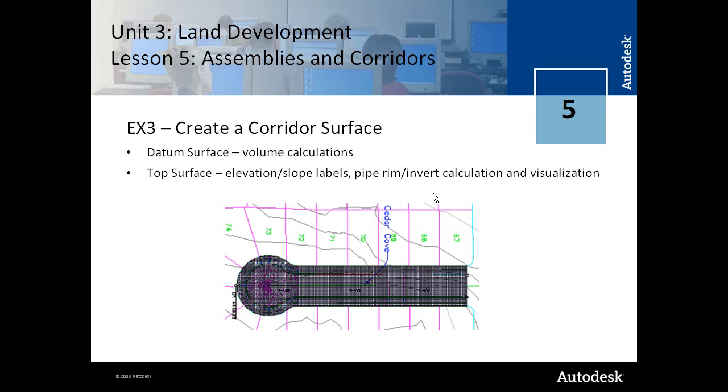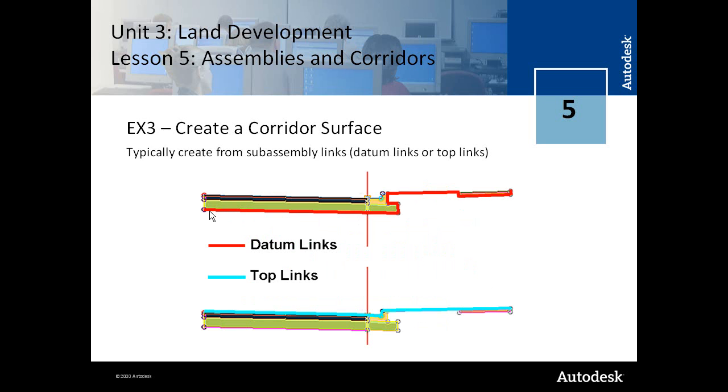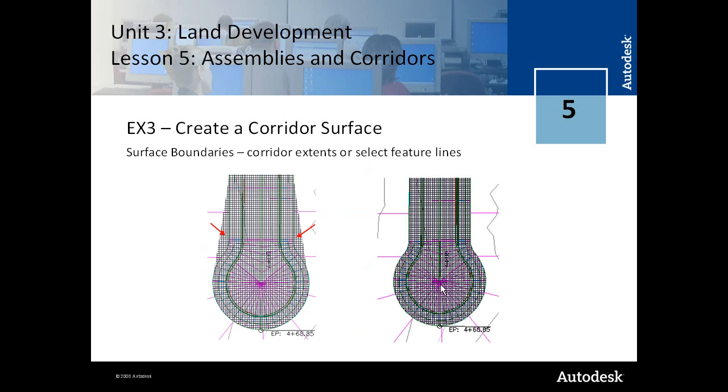In the third exercise, you learn how to create corridor surfaces. Typically, you would create the datum surface for volume calculations, and you would create the top surface for calculating elevation and slope labels or pipe rim invert elevation calculations. And the datum links are these red lines along the bottom, and then the top links are these blue lines along the top. So you can create the surface from any links, but typically you're either going to create a datum surface or a top surface.